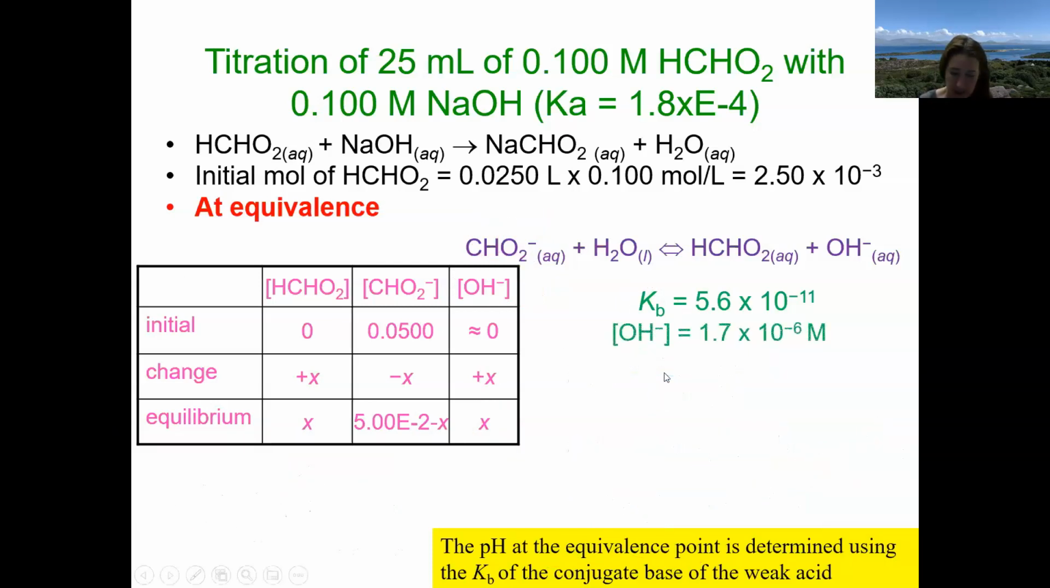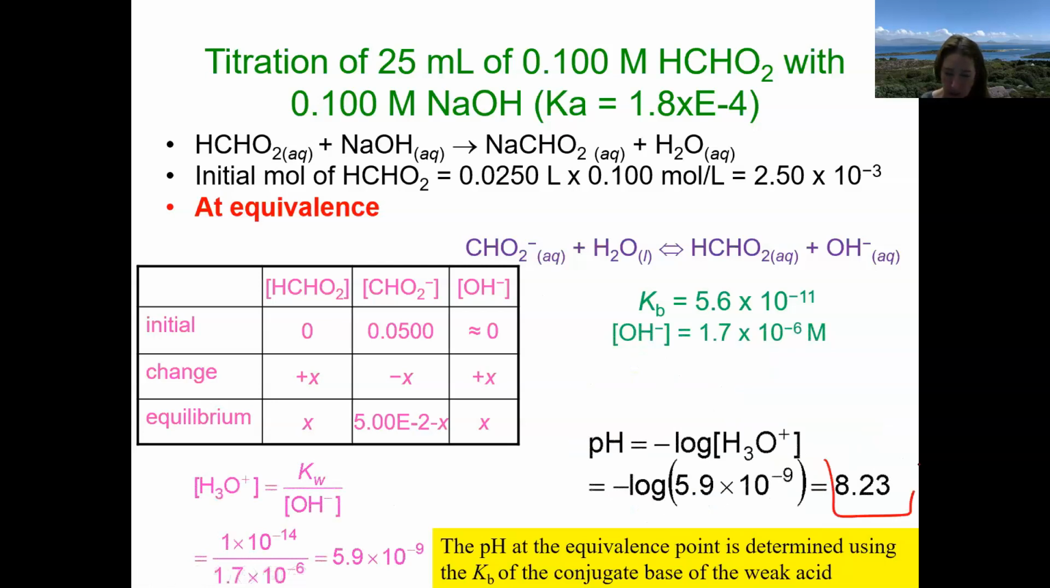So now at the equivalence point, I can't remember what I got. I finished this one already. At 8.23. At the equivalence point of a weak acid, strong base, you find the pH using the Kb of the conjugate base.